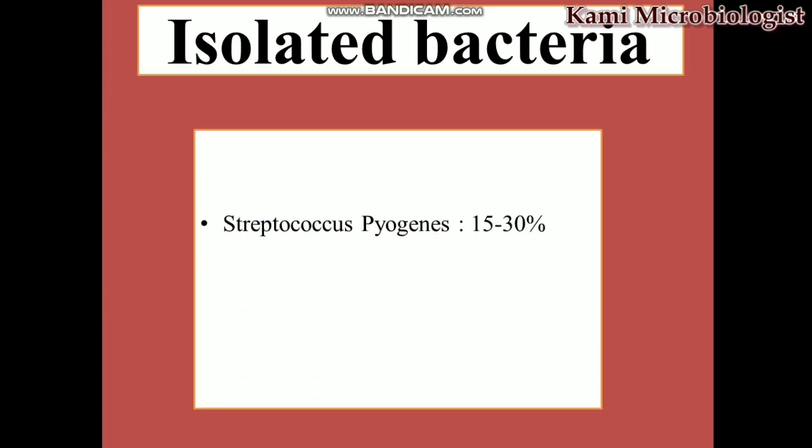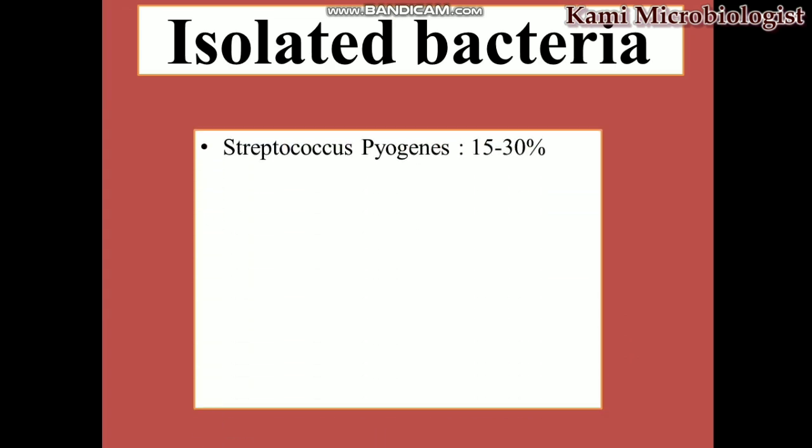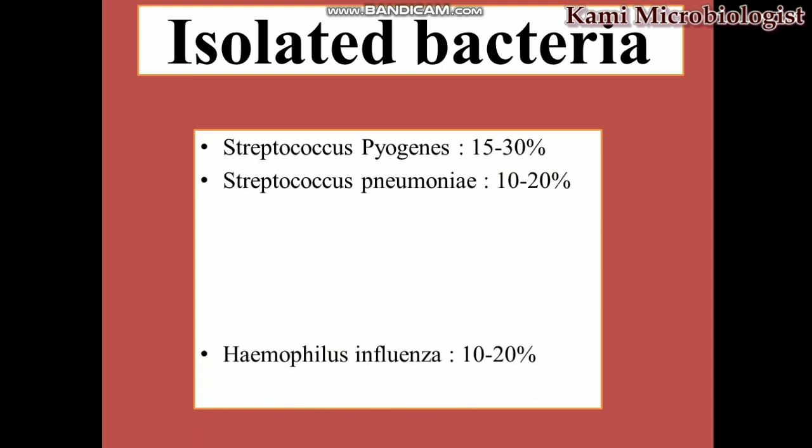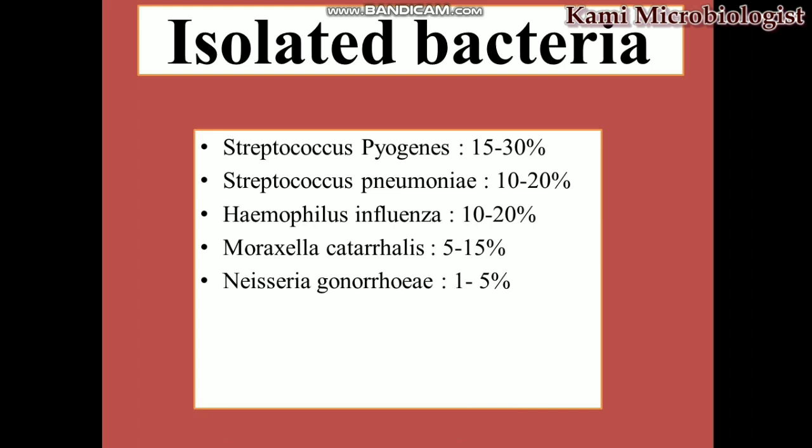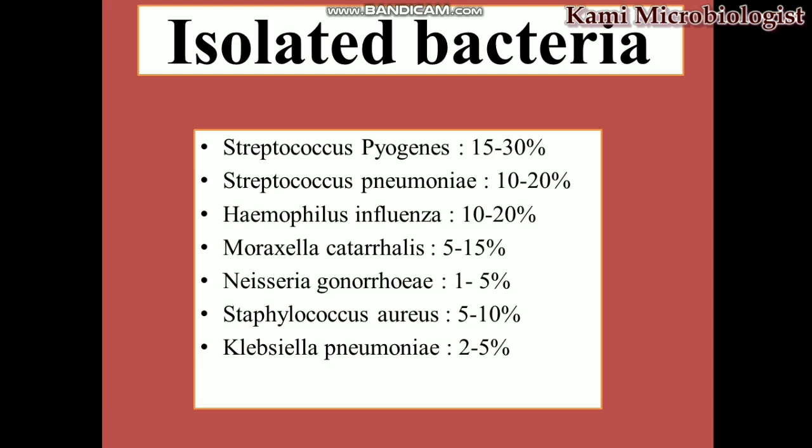The isolated bacteria during throat swab for C&S are Streptococcus pyogenes 15 to 30%, in children mostly, Streptococcus pneumoniae 10 to 20%, Haemophilus influenzae 10 to 20%, Moraxella catarrhalis 5 to 15%, Neisseria gonorrhoeae 1 to 5%, Staph aureus 5 to 10%, Klebsiella pneumoniae 2 to 5%, and E. coli 1 to 3%. So these are the isolated organisms and their percentages.